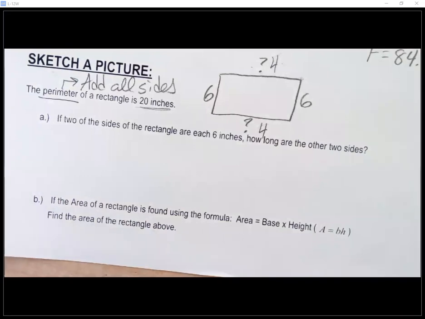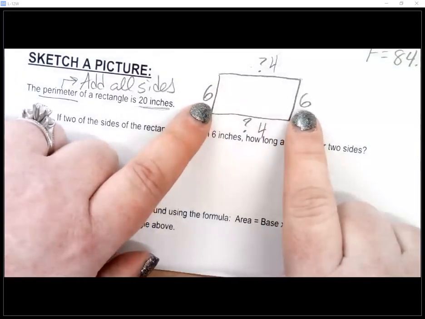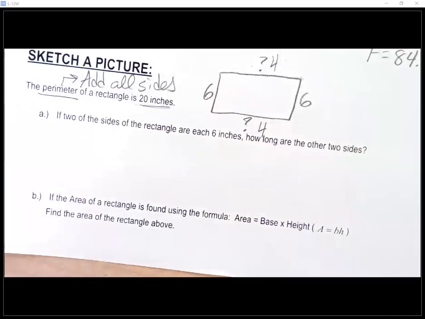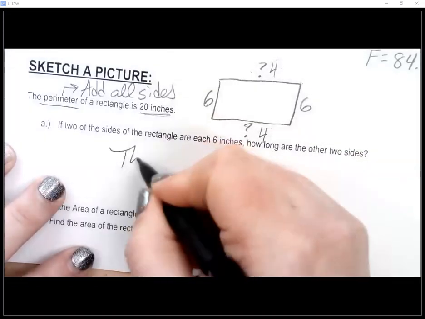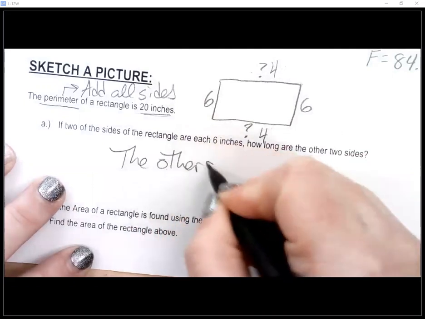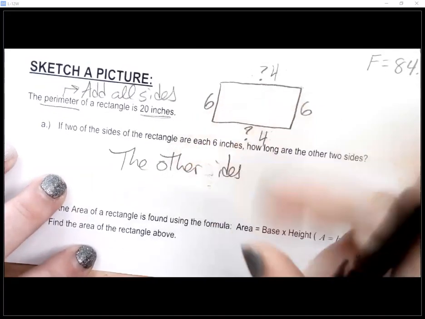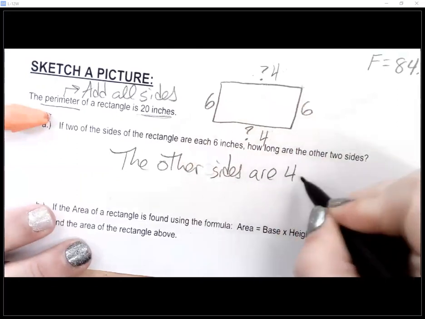So here's what I would have done. You already have 6 and 6, that's 12. So let's take 12 away from 20. That means that these two sides together would have had to add to be 8. And if they're going to be the same, it only makes sense for it to be 4 and 4. Does that make sense? All right, so the other sides are 4 inches each.